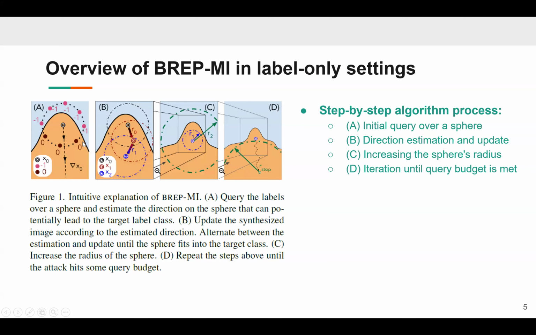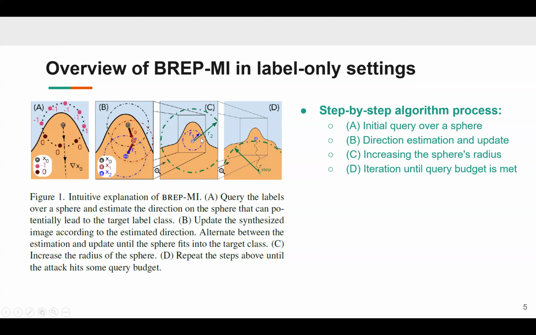So once the direction has been estimated in part B, the algorithm updates its synthesized input. It keeps querying and adjusting until the sphere sits well within the target class's territory. So as you can see, different spheres have been experimented with, and finally they come to a point which indicates a higher confidence area.